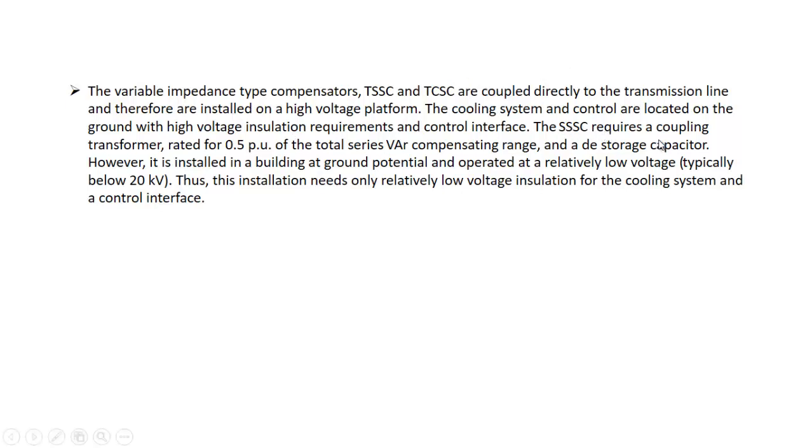The SSSC requires a coupling transformer rated for 0.5 per unit of the total series VA compensating range, because for 1 per unit compensation it only requires 0.5 per unit, and we need the DC storage capacitor. However, it is installed in a building at ground potential, at very low potential, and operated at a very low voltage, typically below 20 kV. Thus, this installation needs only relatively low voltage insulation for the cooling system and the controlling interface. This is one more advantage.